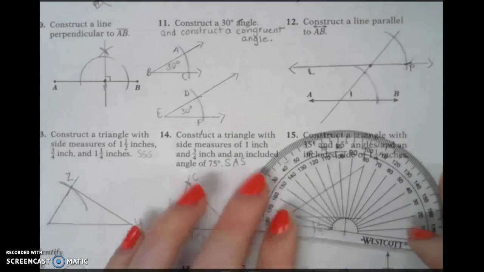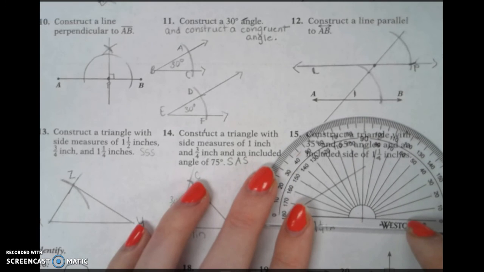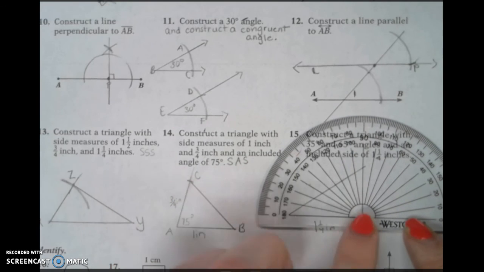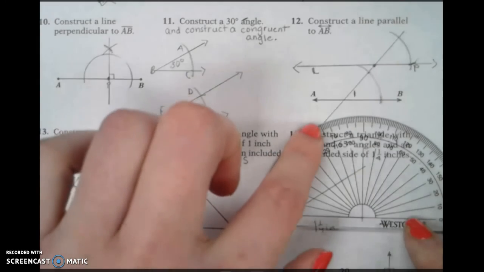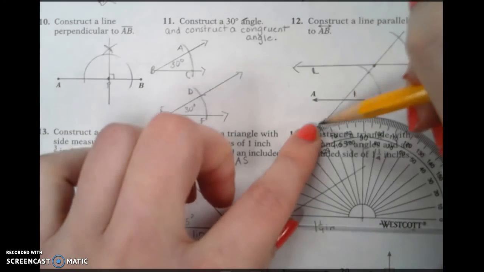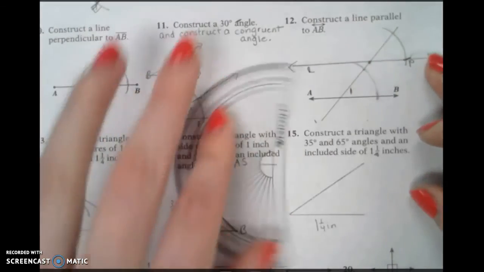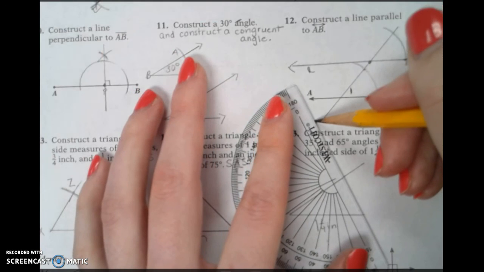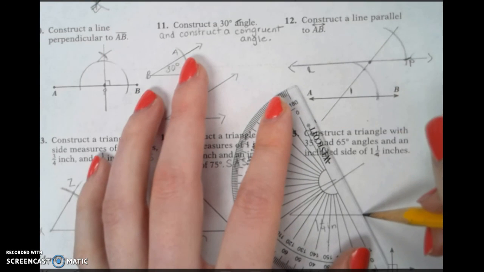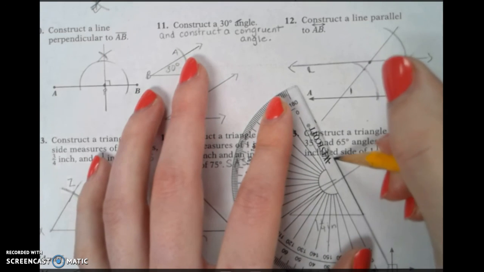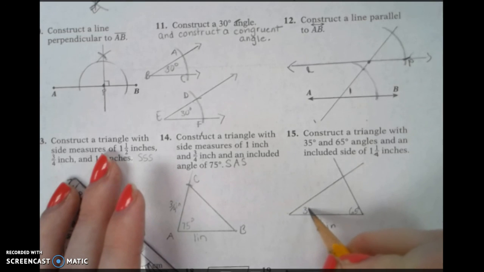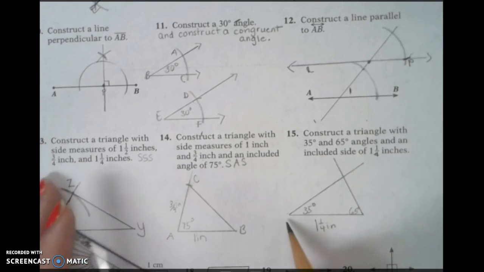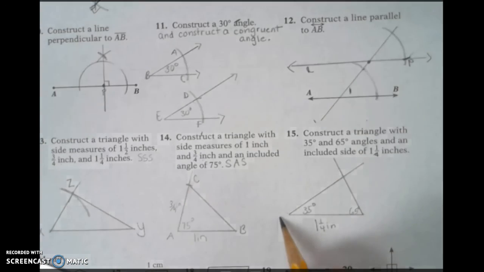And then on the other side, I'm going to make 65 degrees. So notice my ray is now going to the left. So I'm going to use the left 0 and find 65. Now connect your 65 tick mark with its vertex. You have now created your triangle. We will call this triangle PQR.